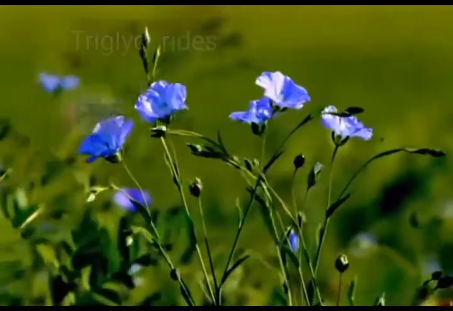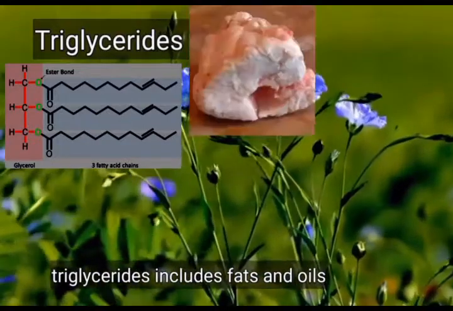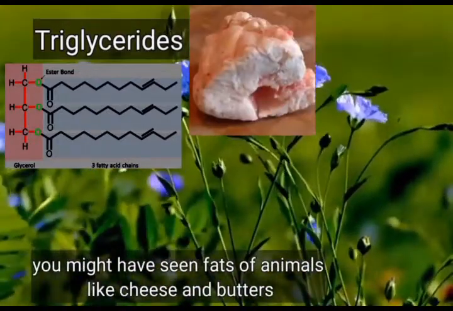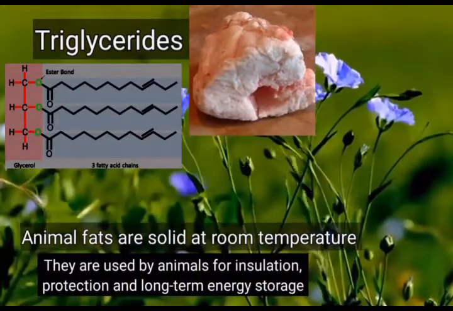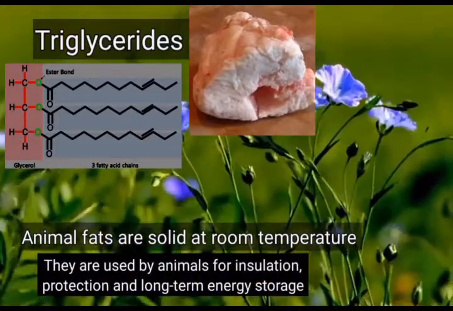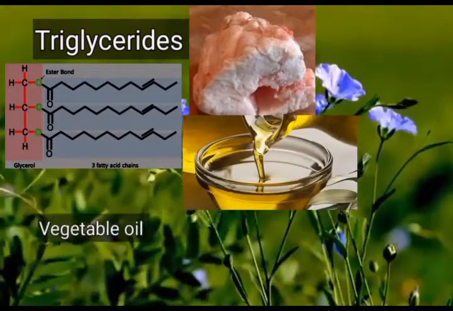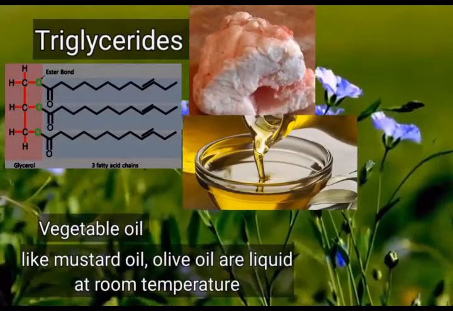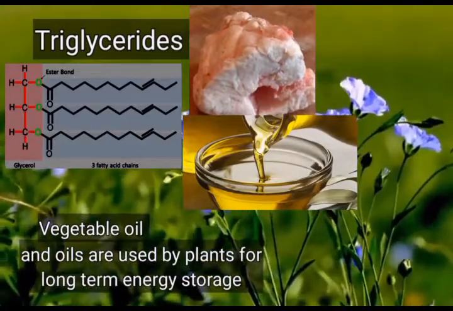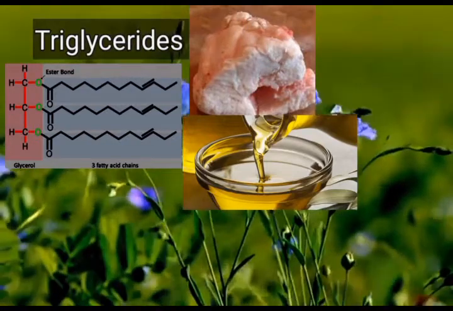First one we have is triglycerides, which includes fats and oils. You might have seen fats of animals like cheese and butter. They are solid at room temperature and are used by animals for insulation, protection and long-term energy storage. And oils such as mustard oil, olive oil are liquid at room temperature, and the oils are used by plants for long-term energy storage. Now let us discuss the components of triglycerides.